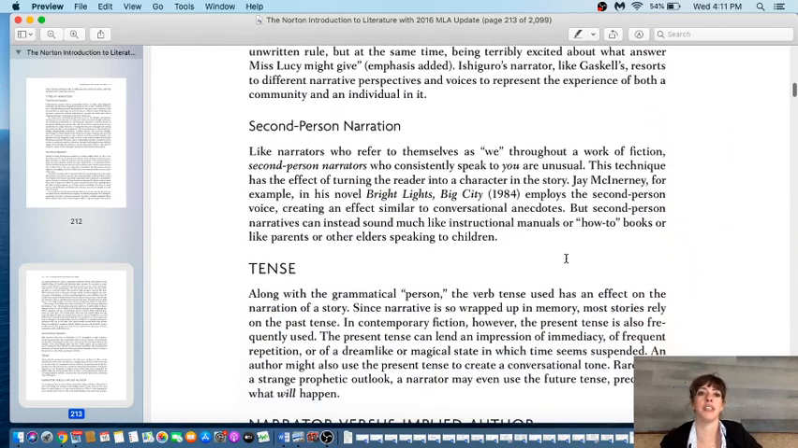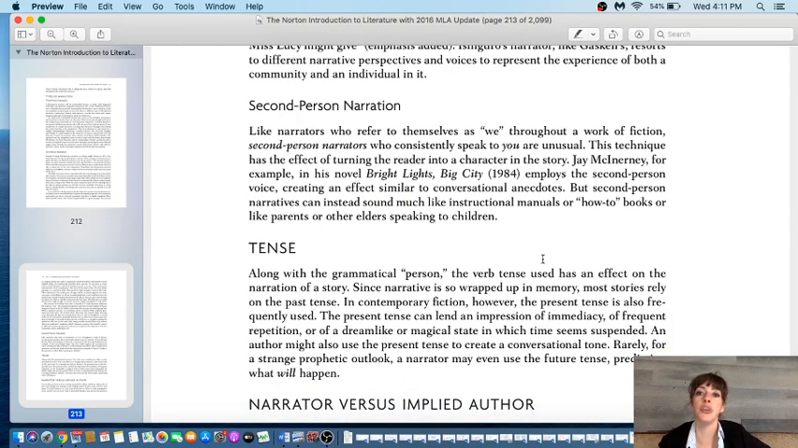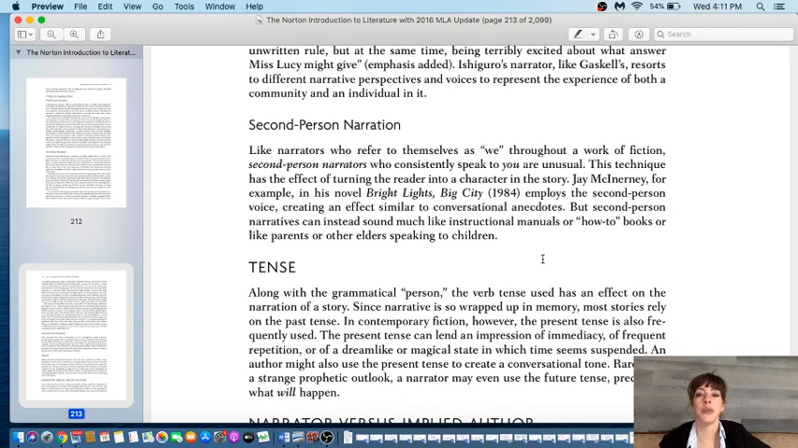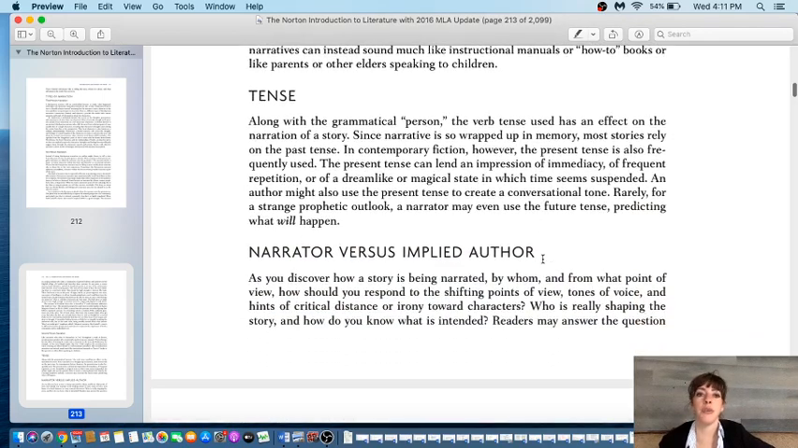All right, second person narration. Narrators who refer to themselves as "we" throughout a work of fiction, or second person narrators who consistently speak to the "you," are unusual. So you're going to see that less, but you will see it in Laurie Moore's piece for this week. I don't think there's more you need to know about that.